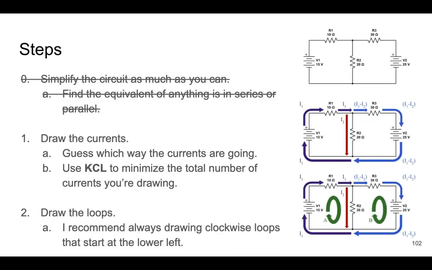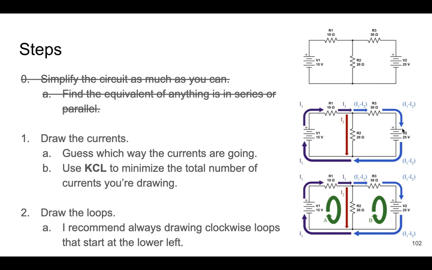So again, quickly, the steps. If it were the kind of circuit that you had to simplify, if things were simply in series and parallel and you could boil them down a little bit, you would go ahead and do that. I'm not going to give you problems like that. These problems are long enough as it is. Next thing you do is you draw the currents. So draw them and name them. You're just making guesses at this point, and just be consistent in how you do this. And my recommendation is use KCL to minimize the total number of currents you're drawing. So call this one I1, call this one I2, and don't call this one I3.